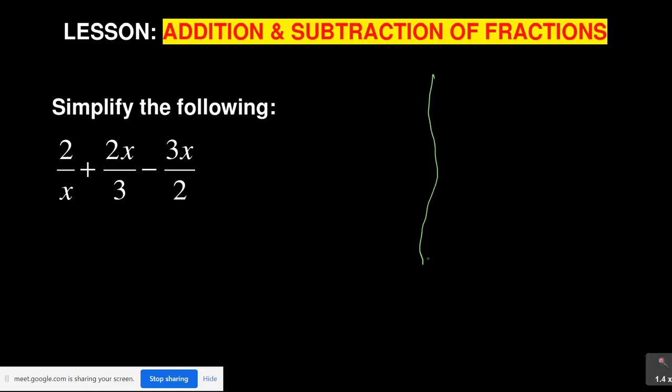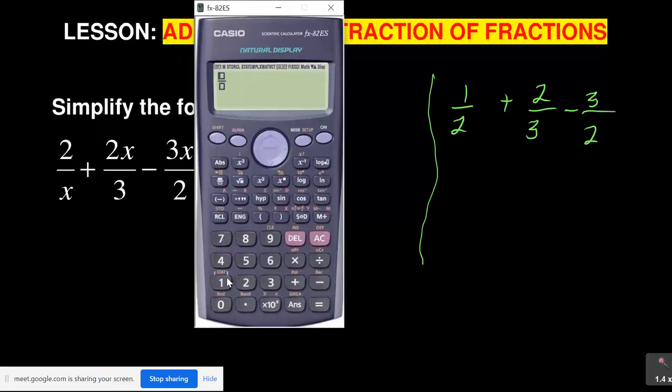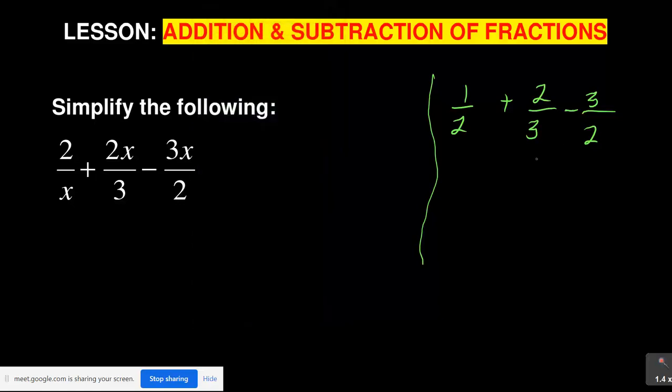Let me just give an example. For example, if they say to you 1 over 2 plus 2 over 3 minus 3 over 2, let's say they just give you that and they say you need to add. If I can use my calculator here, I just want to show you something. It will be 1 over 2 plus 2 over 3 minus 3 over 2. So now I've got that, see, my answer is negative 1 over 3.